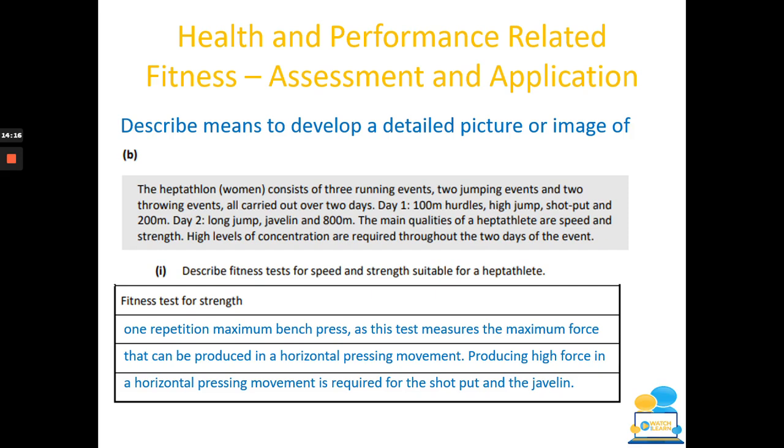Then we're explaining why it's important for a heptathlete. So producing high force in a horizontal pressing movement. If we push our hands straight out in front of us again, that is the movement that's required for the shot put when we're pushing the shot put away from us, and also it's the end position that we achieve when we're throwing the javelin. So producing high levels of force in this movement is important in order to transfer to being able to push a shot put as far as possible and throw a javelin as far as possible.